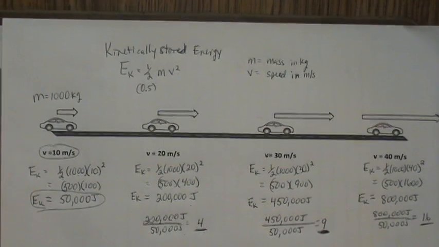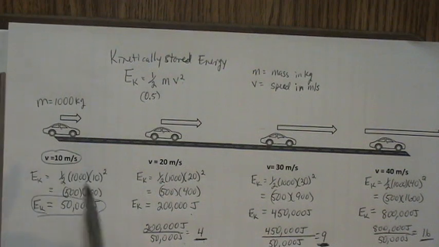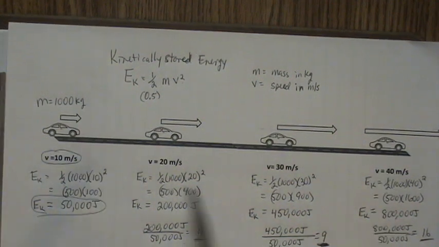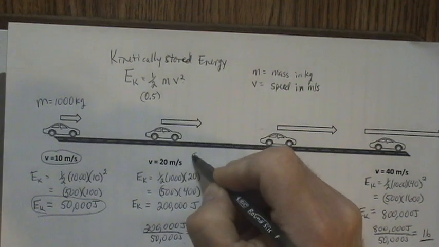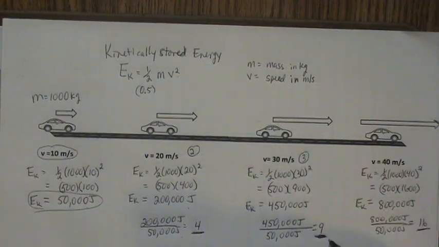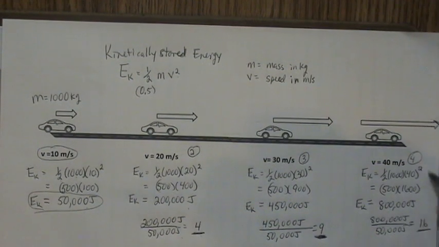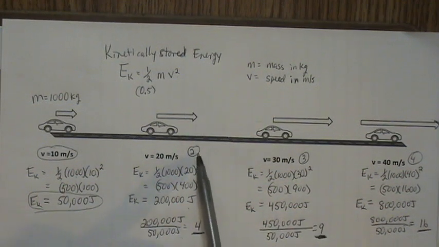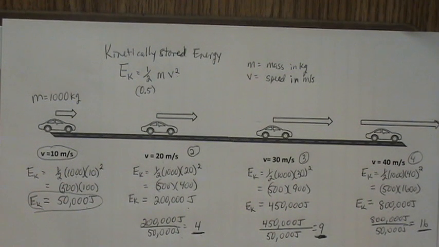So, do you see the pattern yet? When the velocity is twice as much, the energy is 4 times as much. If the velocity is 3 times as much, the energy is 9 times larger. And if the velocity is 4 times larger, the energy is 16 times larger. The way that works is the proportions are squared. That comes from this squared factor on the velocity. 2 squared is 4, 3 squared is 9, 4 squared is 16. So that is the way that it works.